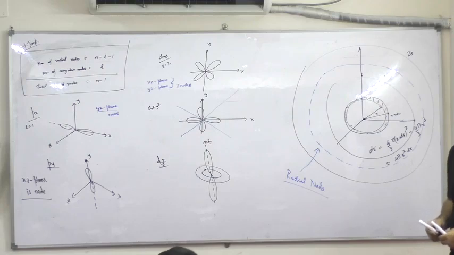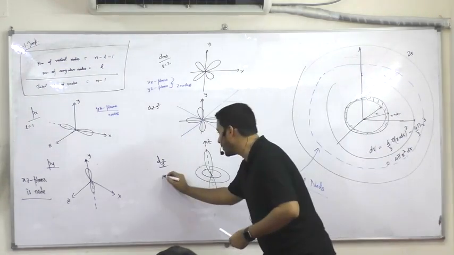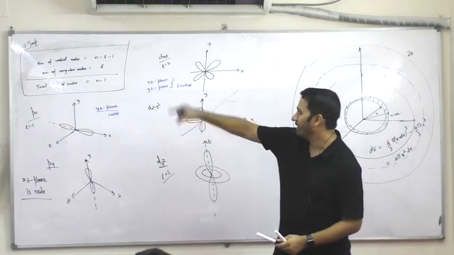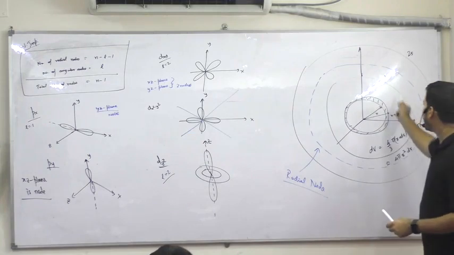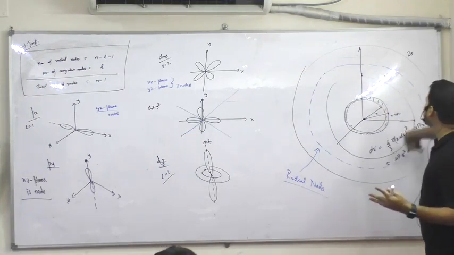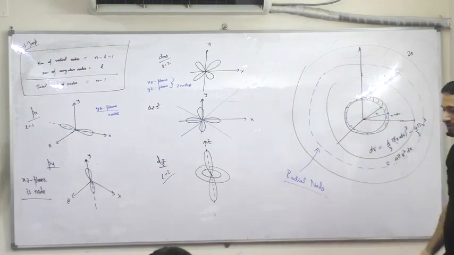Yes? Think 3D, think 3D. It has two angular nodes, because what is l? d orbital means l equal to 2. The number of angular nodes is always equal to l. So how many angular nodes for 1s? 0. Right? Or 2s has how many angular nodes? 0, because it is spherically symmetrical. l is equal to 0, so it has no angular nodes. But this has two angular nodes.